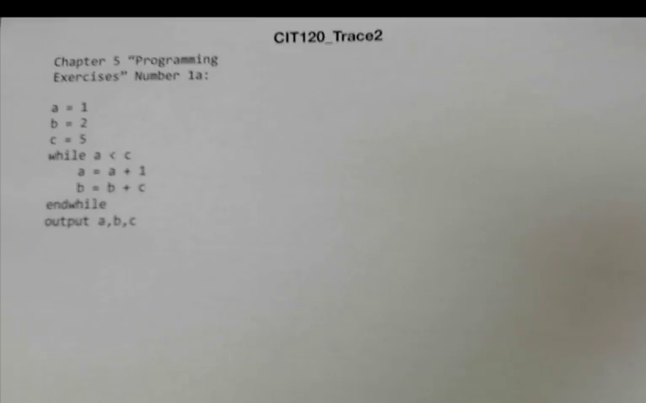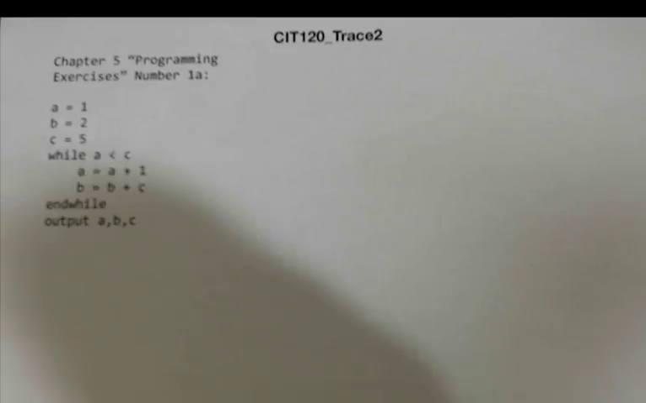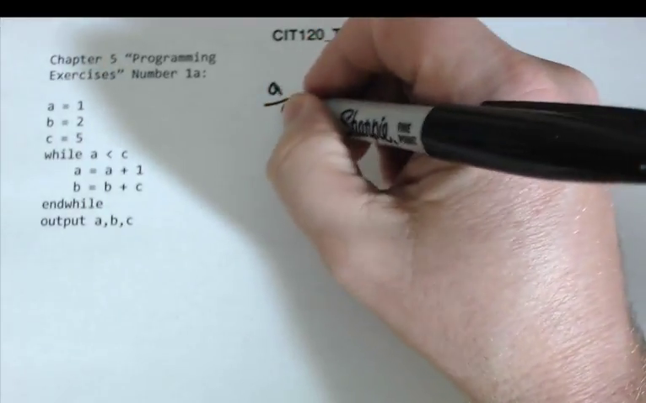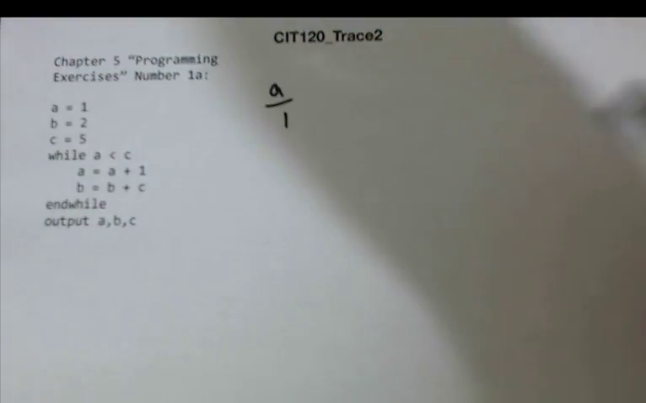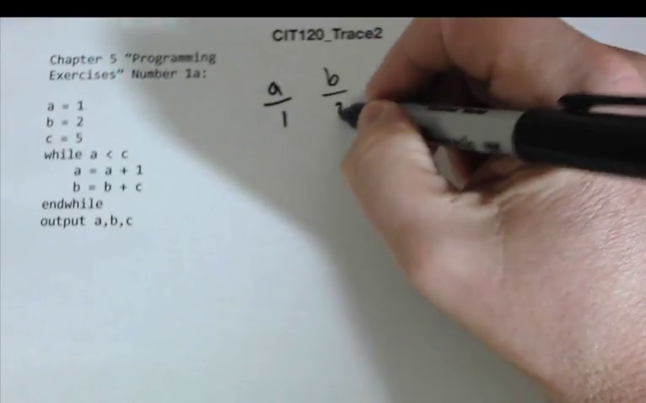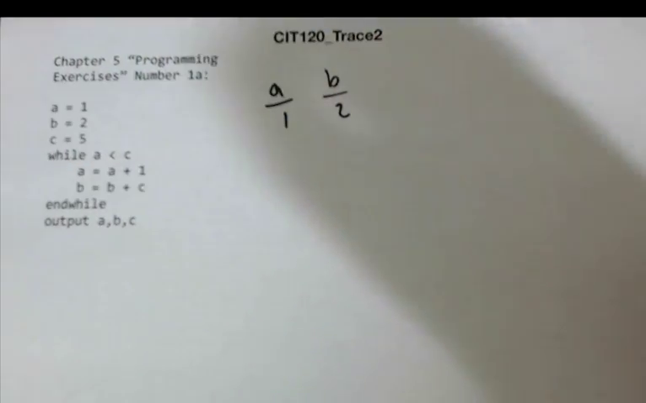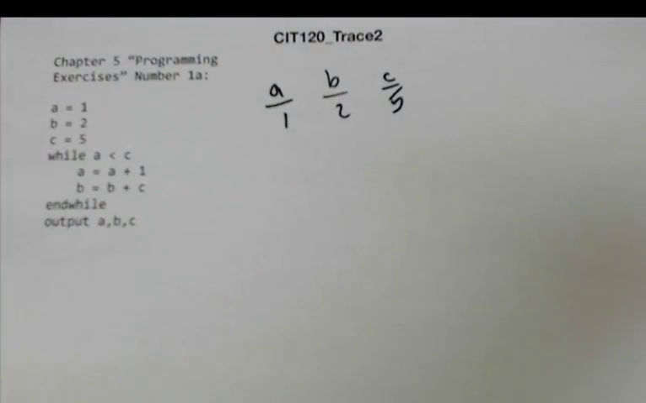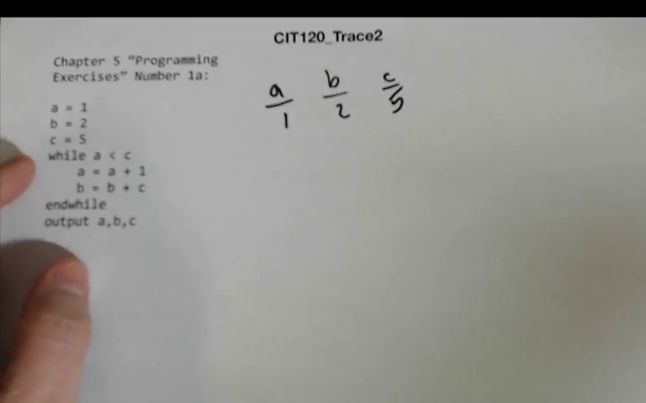So the first thing we do is we have 3 variables, A, B, and C, and we set them to some initial value. So I'm going to make record of that. A is going to be set to 1. B is initially set to 2. And C is initially set to 5. So now what we're going to do is we're going to enter a while loop.